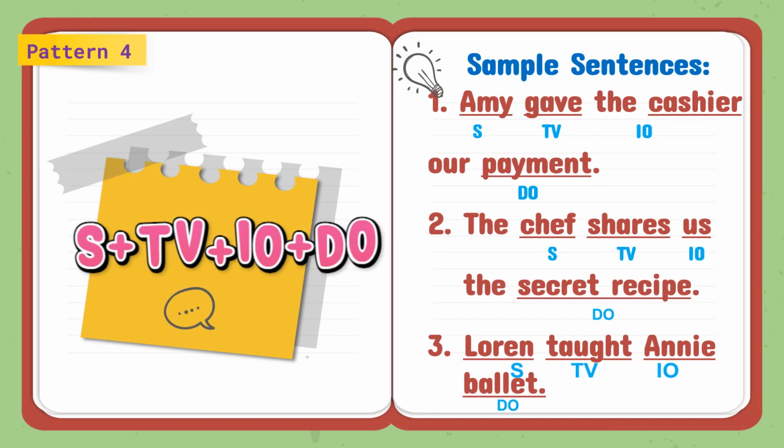Study the following examples of STVIODO sentence pattern. 1. Amy gave the cashier our payment. 2. The chef shares us the secret recipe. 3. Loren taught Annie ballet. The words cashier, us, Annie are the indirect objects, while the words payment, recipe and ballet are all direct objects.